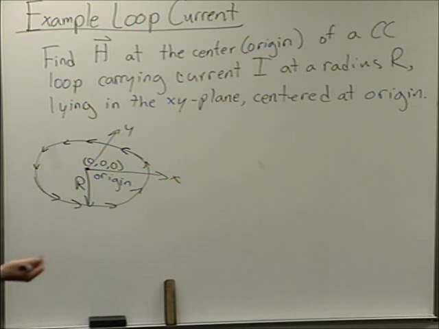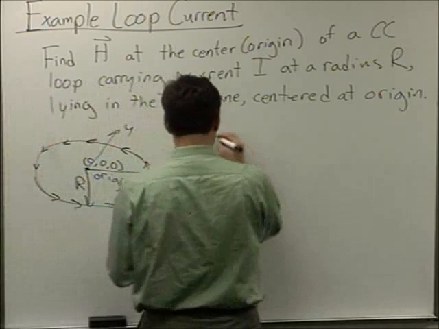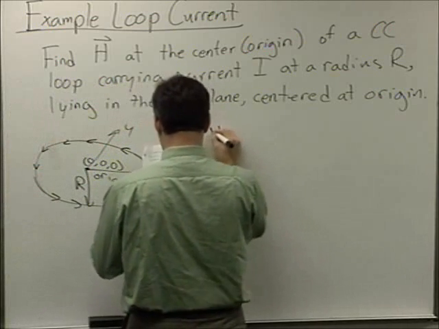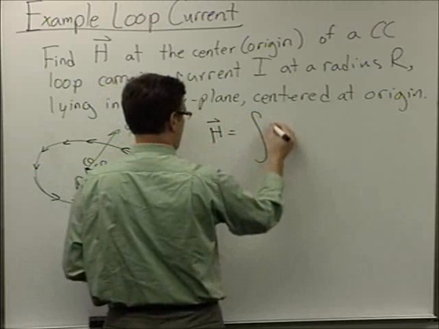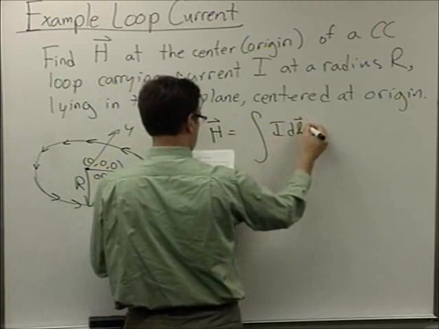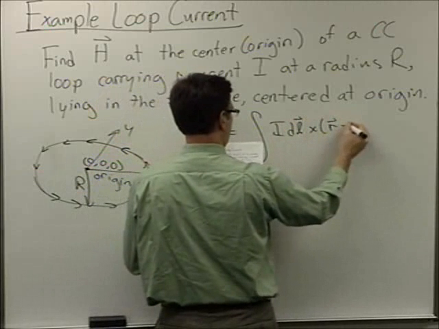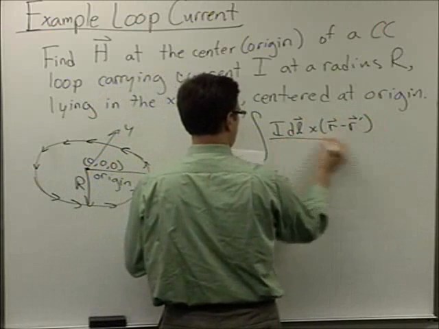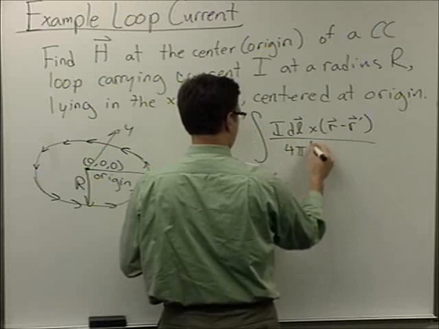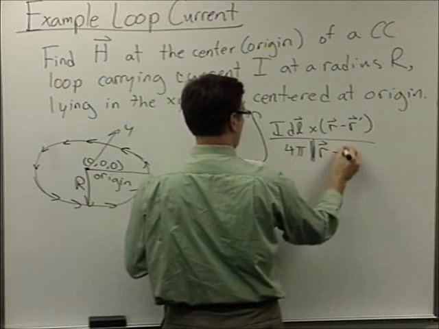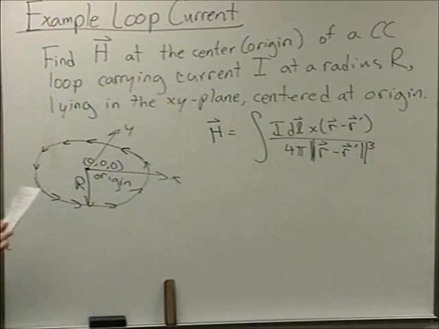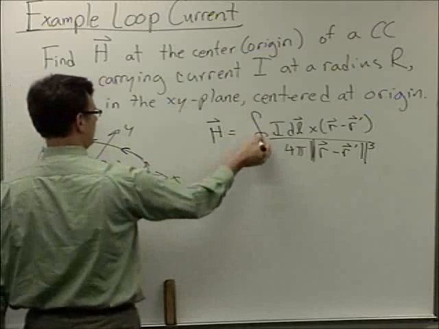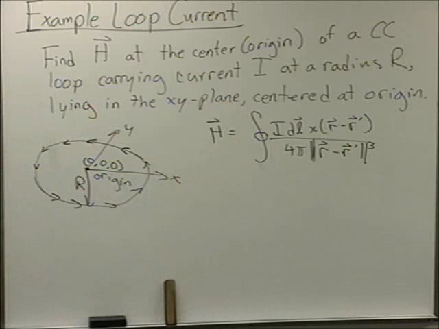And so this is a line current integral. And so I automatically know that H is going to be the integral of I dl crossed into r minus r prime over 4 pi magnitude r minus r prime, quantity cubed. And this is going to be around a closed path, so if I want, I can put a circle there. No big deal if you don't.